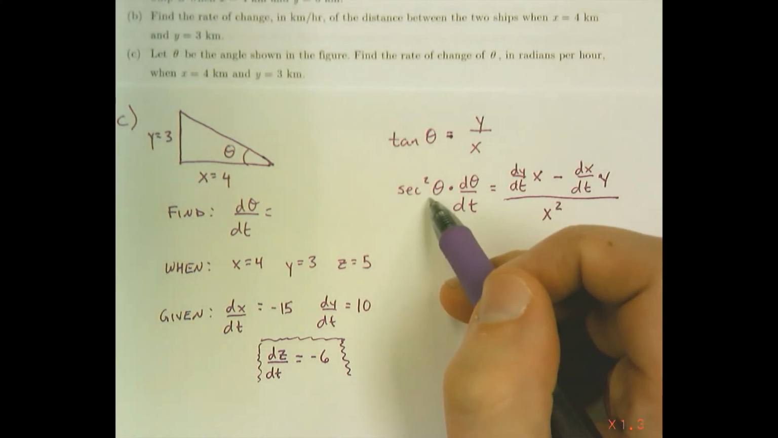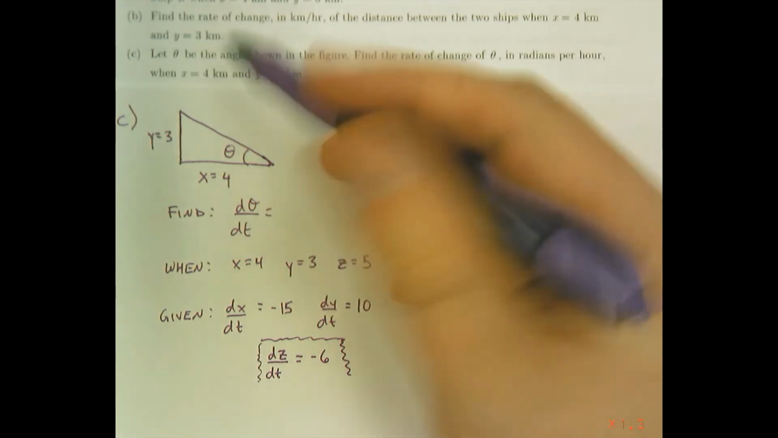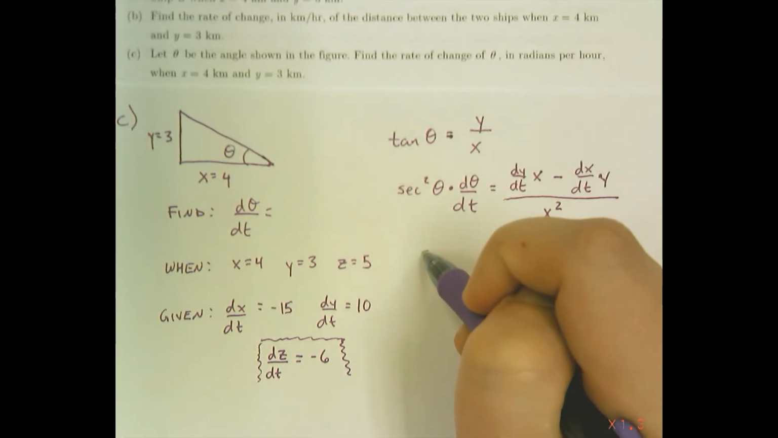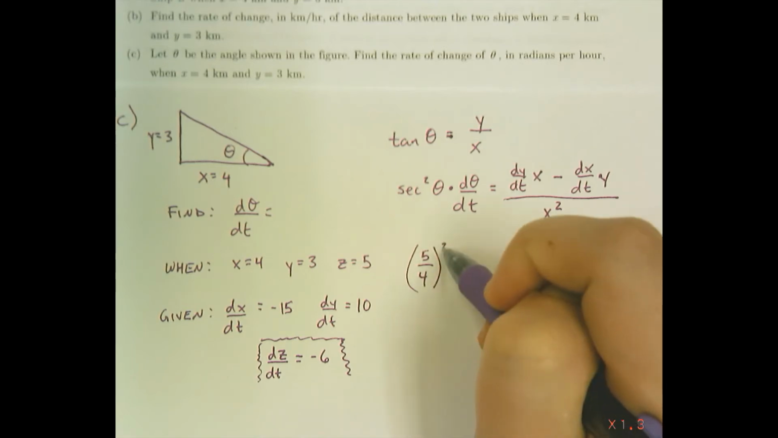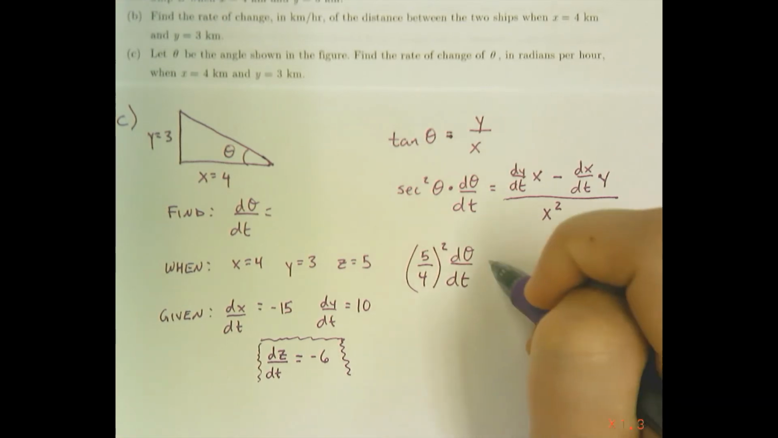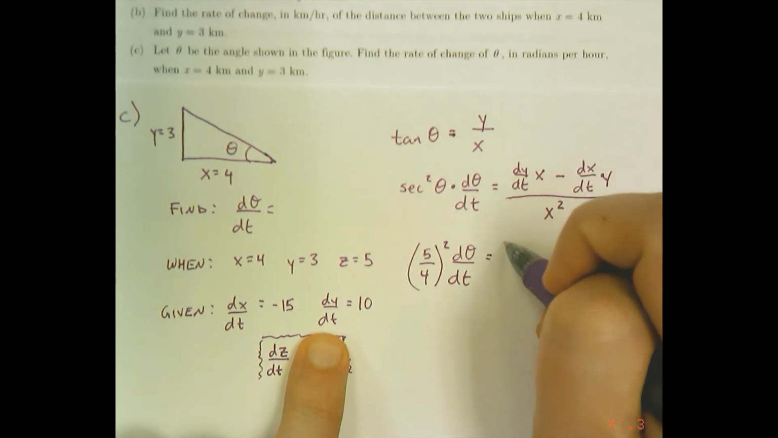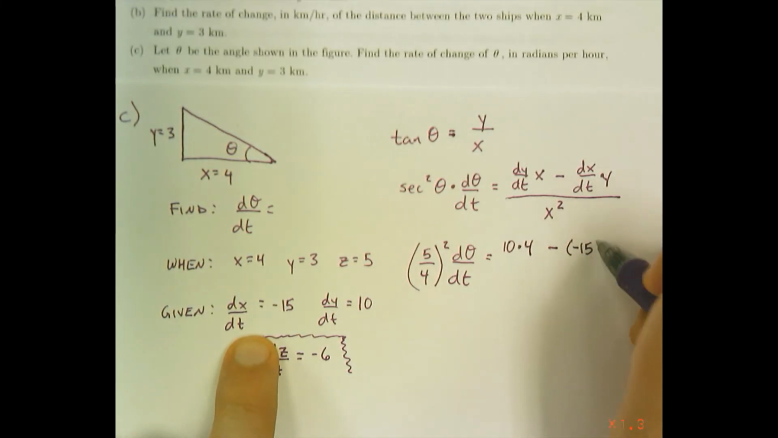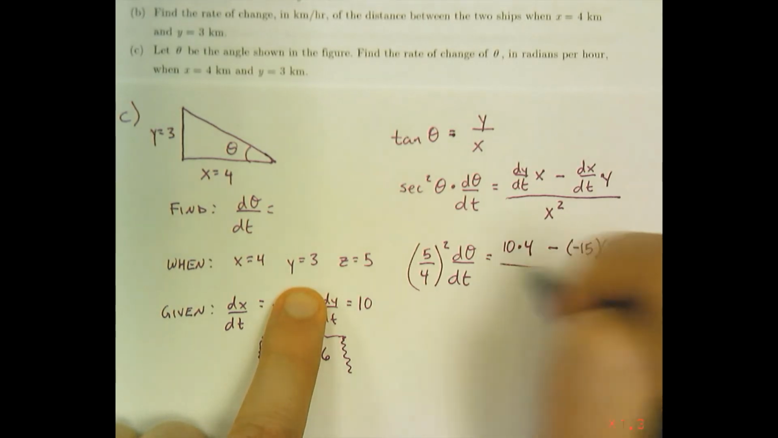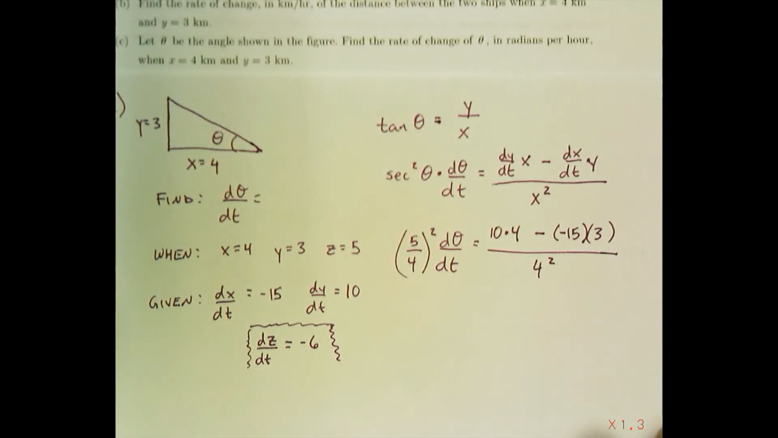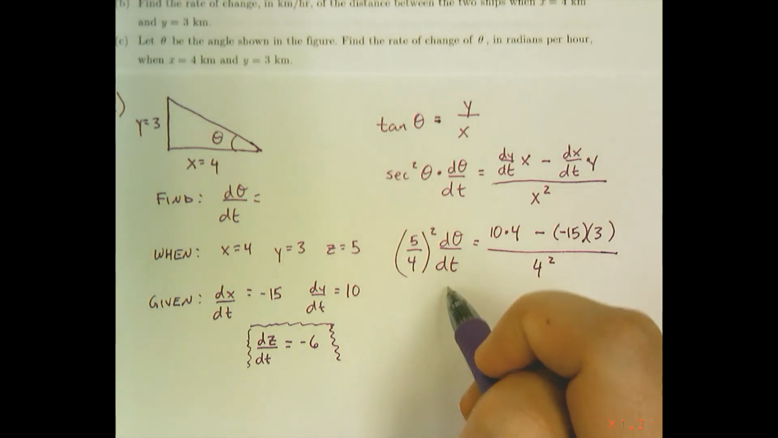Secant is the reciprocal of cosine. So cosine is 4/5, so secant would be 5/4. So secant squared would be 5/4 squared, d theta dt. dy dt is 10 times 4 minus negative 15 times 3 all over 4 squared. And then we'll start cleaning this up to solve for d theta dt.